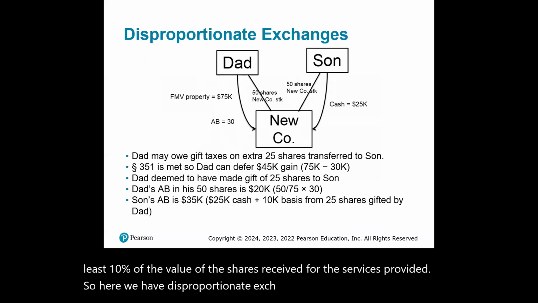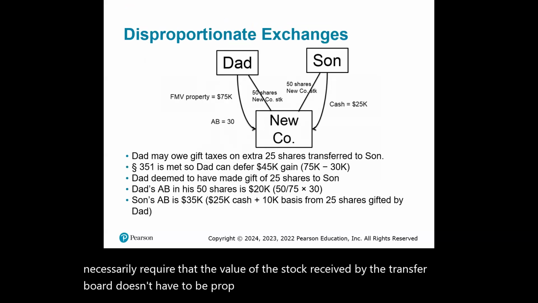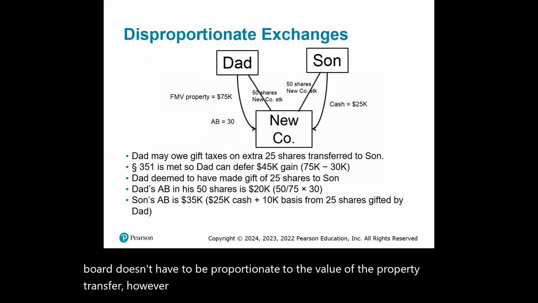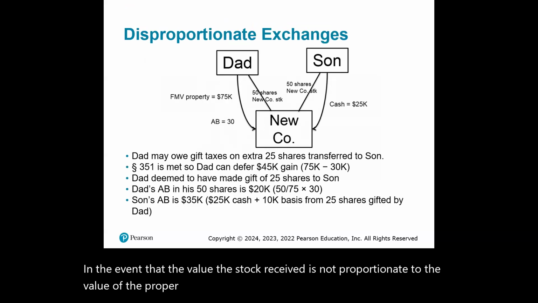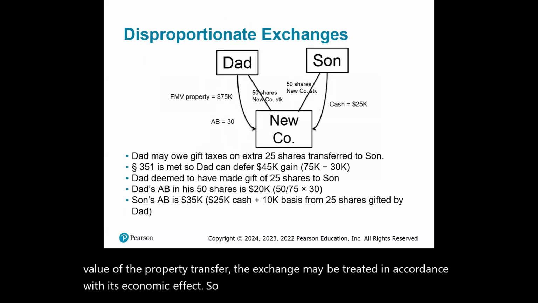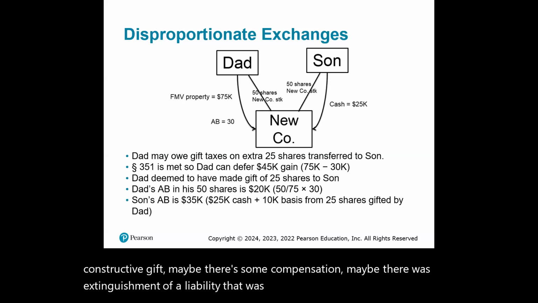Section 351 doesn't necessarily require that the value of the stock received by the transferor be proportionate to the value of the property transferred. However, in the event that the value of the stock received is not proportionate to the value of the property transferred, the exchange may be treated in accordance with its economic effect. So it might be treated as maybe there is a constructive gift, maybe there's some compensation, maybe there was extinguishment of a liability that was owed by one of the shareholders. So those are some key things to keep in mind in such a case.